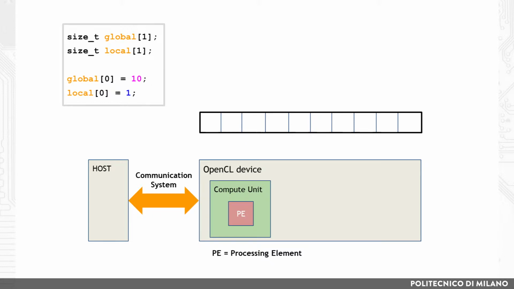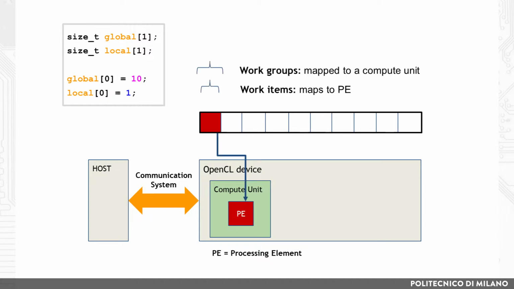On the OpenCL device, we have one compute unit which contains one processing element. This architecture reflects the parameter of the global and local size. Now, each workgroup is physically mapped to a compute unit, while each work item is physically mapped to a processing element.